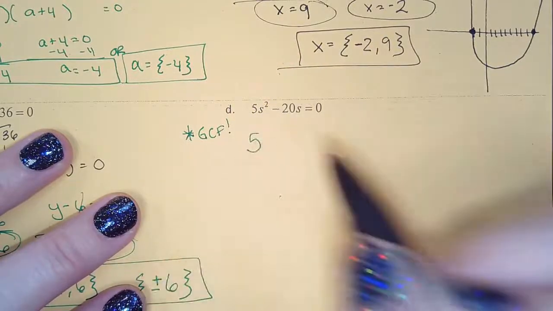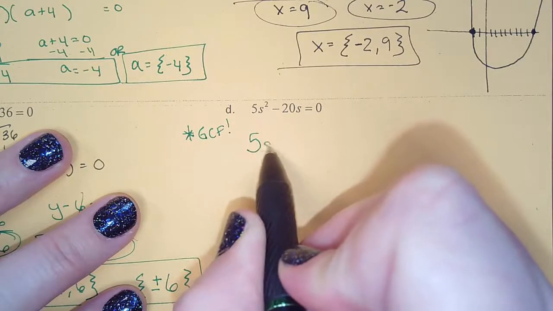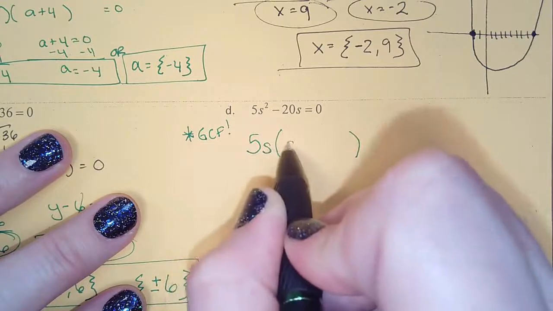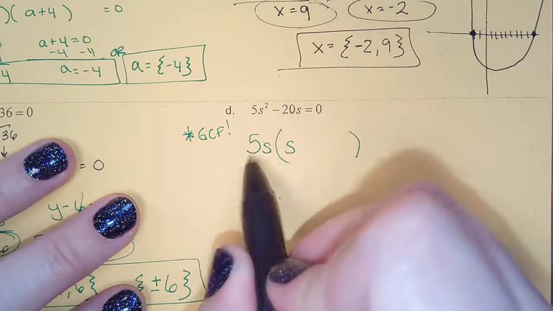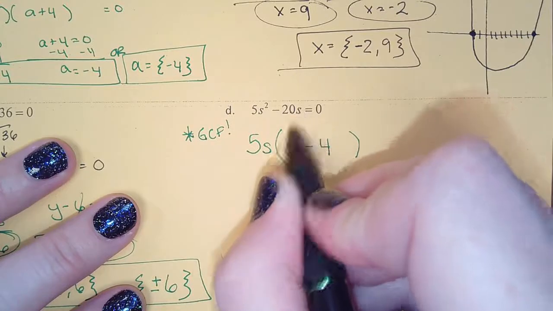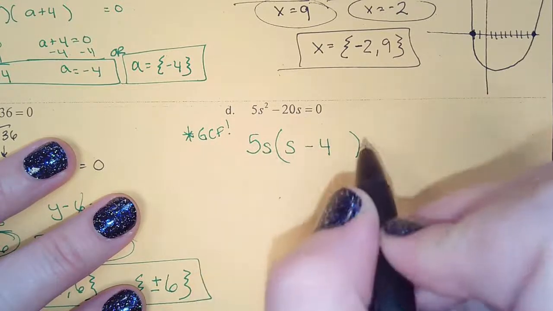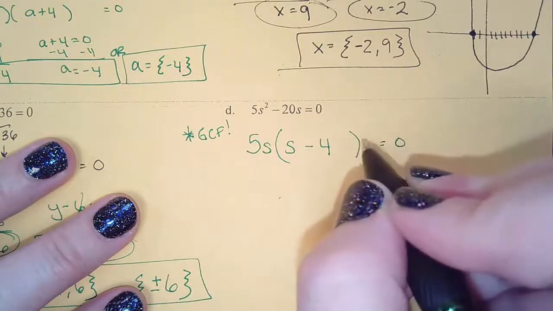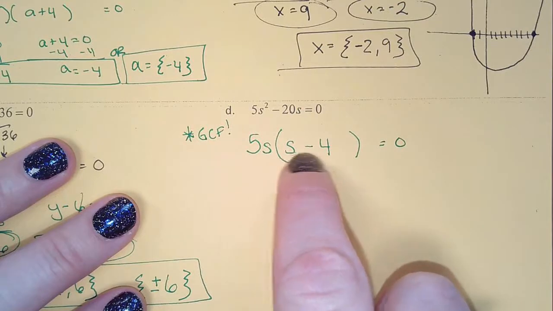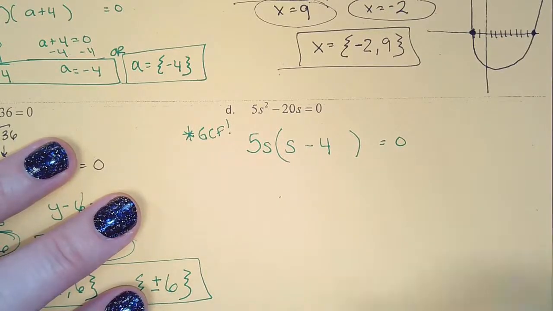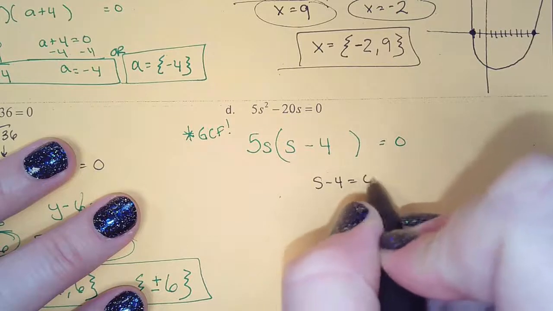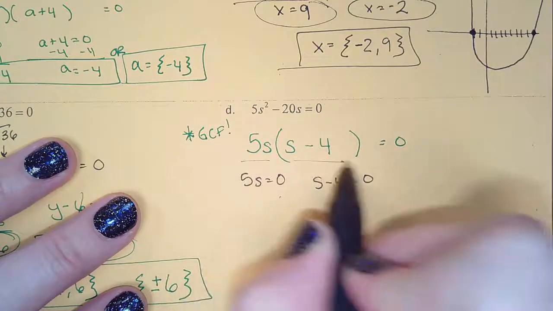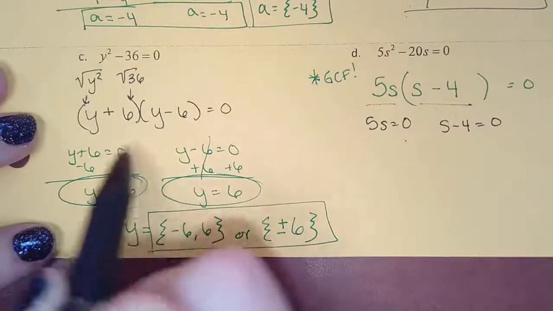So I'll take out a 5. s squared and s, I can take out an s. 5 divided by 5 is 1. s squared divided by s is s. Negative 20 divided by 5 is negative 4. s divided by s, cancel. So this equals 0. Now s minus 4, I can set that equal to 0, and 5s, I can set that equal to 0. So each piece was set equal to 0, just like here, each piece was set equal to 0.